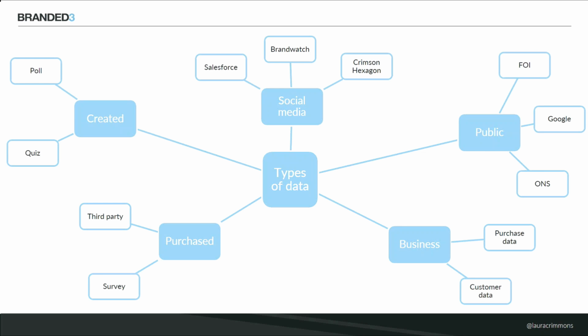Google has various forms of public data. So there's Google Public Data, which is one of the sources. And then there's also things like Google Trends, which can be really useful as well. And then there's ONS, the Office for National Statistics in the UK. There's also data.gov.uk, which has really great public data as well, which I'll go through.